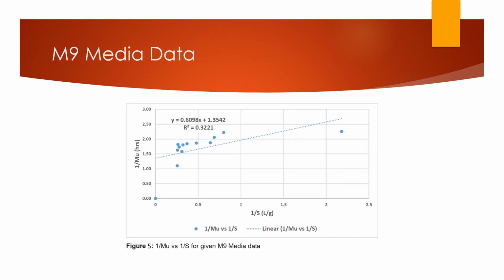If we plot 1 over mu versus 1 over S, we can then extract the slope value and the y-intercept by doing a linear regression of the data points. Again, the slope value, 0.6098, relates to Ks over mu max. The y-intercept, 1.3542, is then equal to 1 over mu max. We can use the y-intercept to solve for mu max, or we can use the mu max we got numerically to then solve for Ks in the slope.